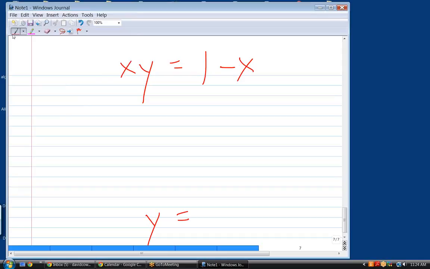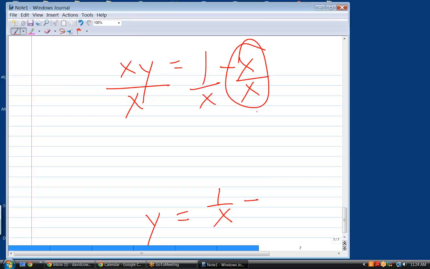Do we divide by x? There you go. In other words, it doesn't matter how complicated it looks. You just do the same exact things as if you had numbers. Now our answer is y equals 1 over x minus, what's that equal to? What's x over x equal to? 1. Just 1, not 1x. In other words, anything divided by itself is equal to 1. It could be x cubed over x cubed.